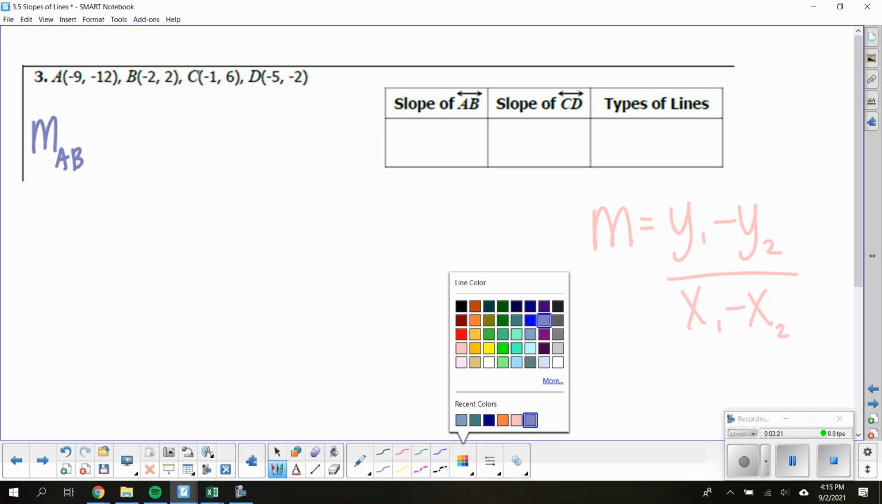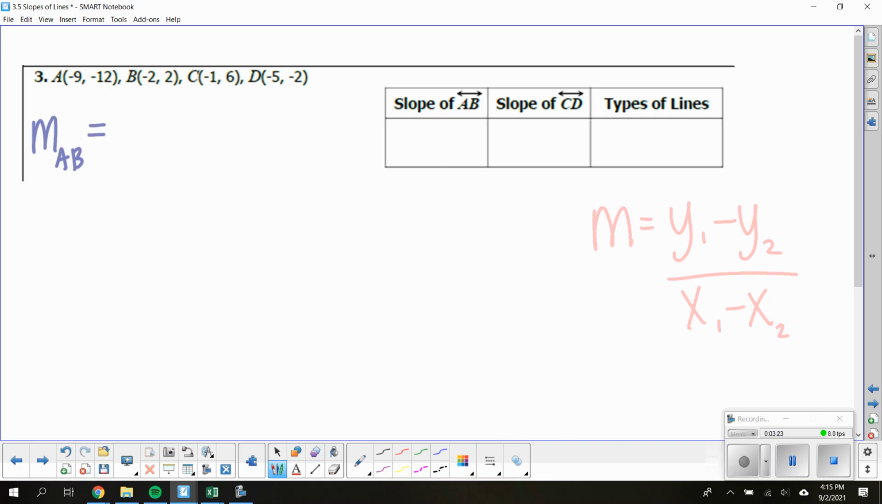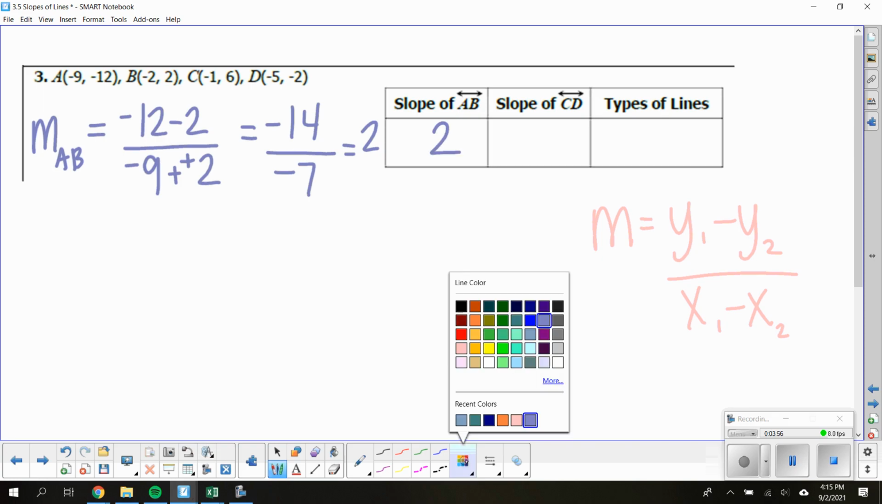So when I'm writing the slope of the first one, I'm going to start with A, so negative 12 for my y minus 2 for my y from B, over, starting with A again, negative 9, minus negative 2 for my x from B. So that's like negative 12 minus 2, which is negative 14, over negative 9 plus positive 2, which is negative 7. Always reduce these. That way when you're comparing them, you're actually comparing valid fractions that have been reduced. Negative 14 divided by negative 7 is 2. My slope of AB is 2.